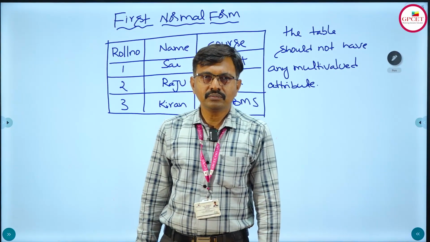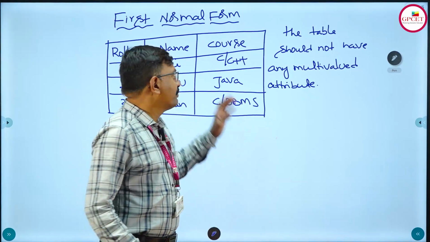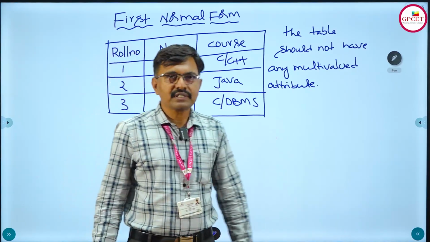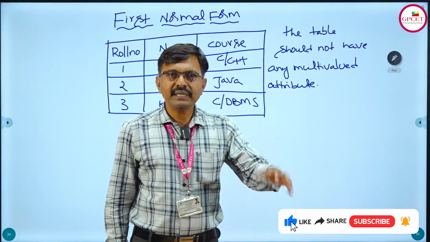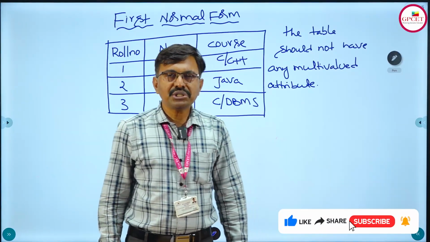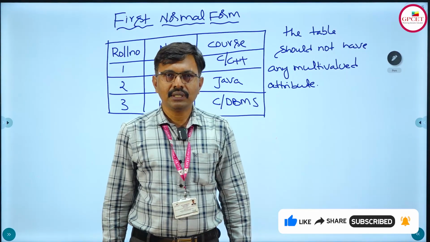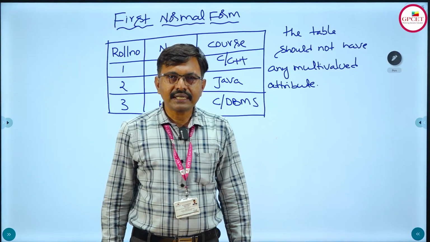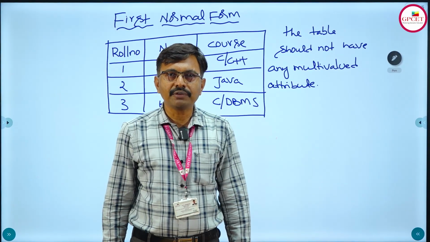Hello everyone. Today I am going to discuss first normal form. What is meant by first normal form? Before going to the first normal form, what is meant by normalization? Normalization is a process of decomposition into smaller relations. There is first normal form, second normal form, third normal form, fourth normal form, fifth normal form.